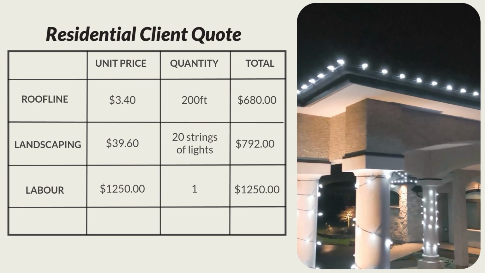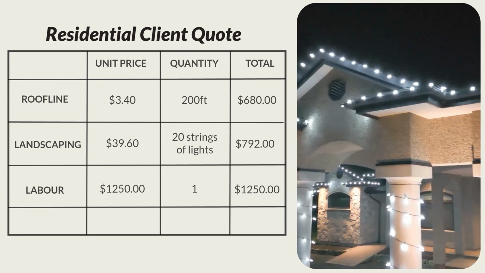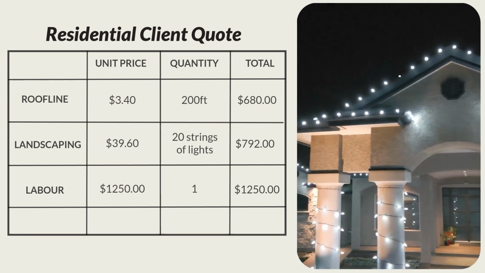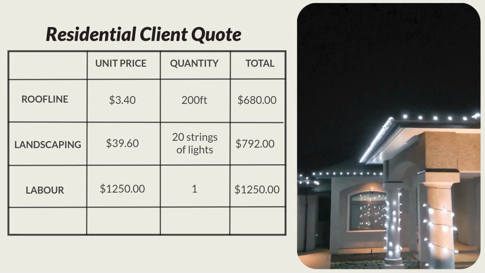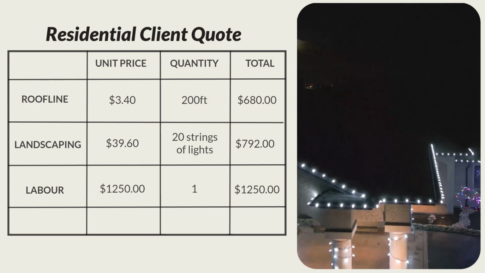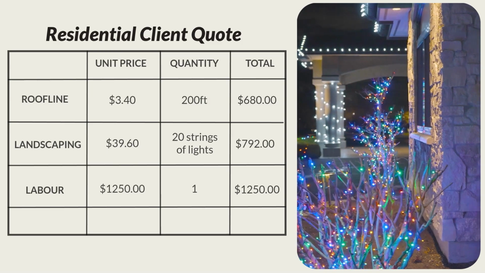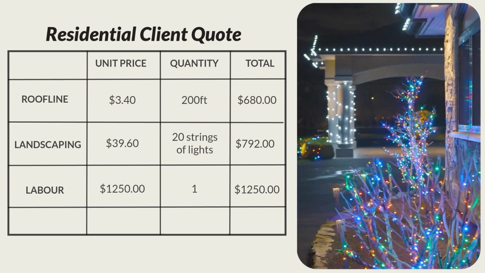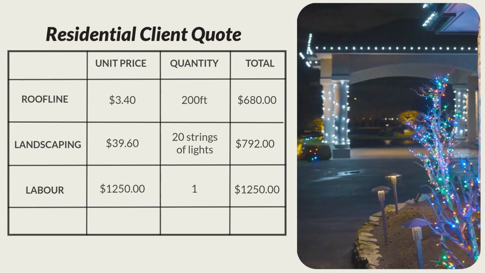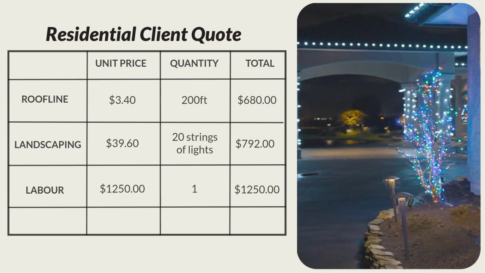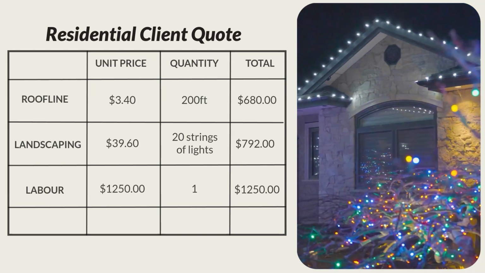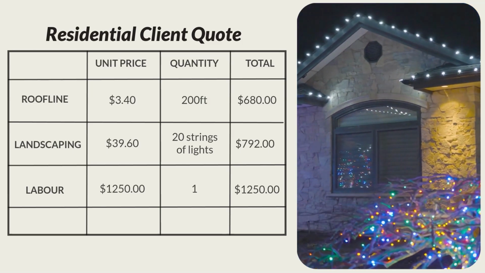Your roofline unit price with your preferred margin is $3.40, and there is 200 feet of roofline. $3.40 times 200 will be a total of $680. For landscaping, the unit price is $39.60, and you need 20 strings of lights to wrap all the trees on this client's property. $39.60 times 20 gives you $792.